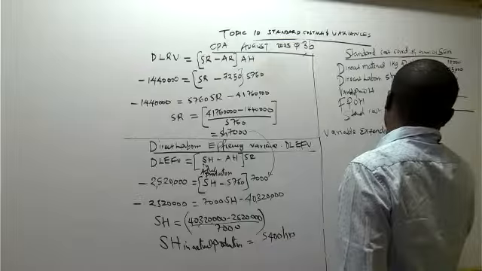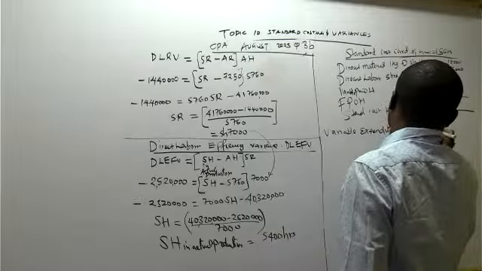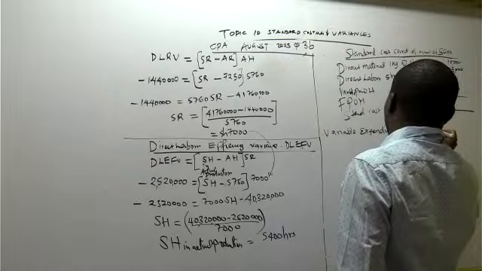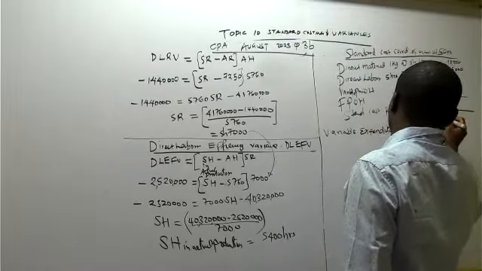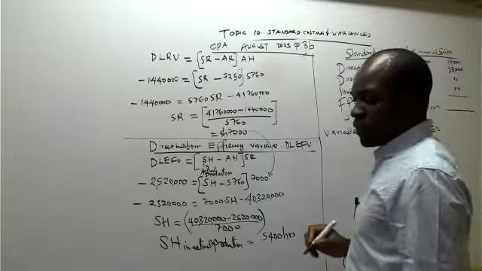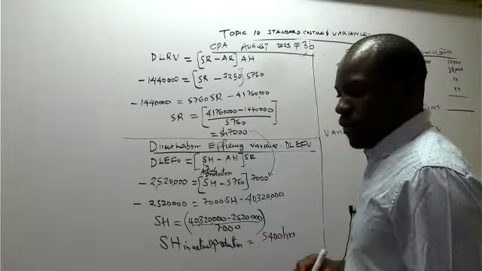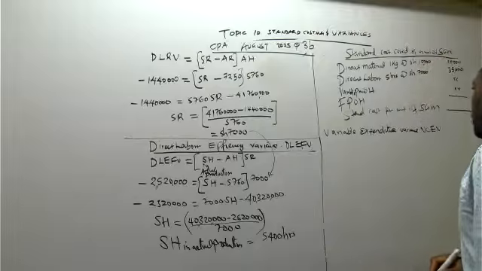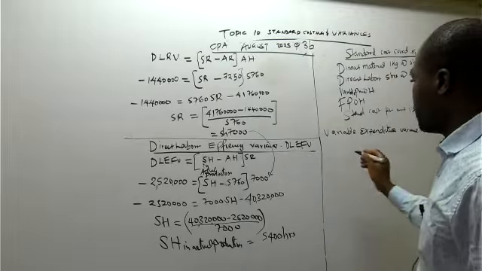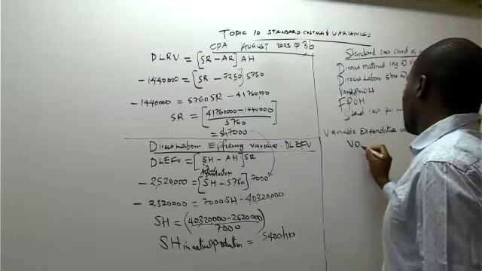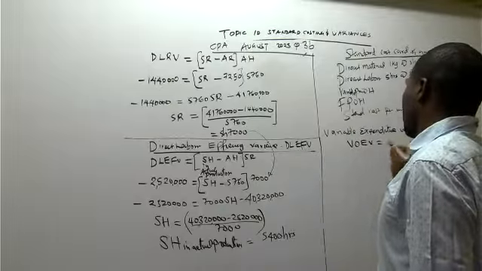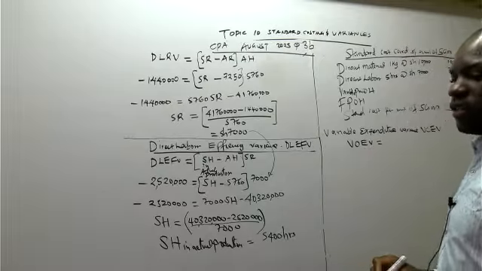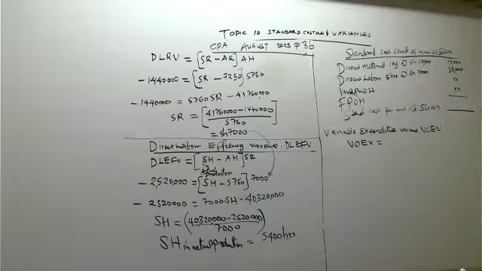Variable overhead expenditure variance. Variable overhead expenditure variance. How do we calculate variable overhead expenditure variance? Variable overhead expenditure variance. How do we calculate that? It is budgeted variable overhead minus actual.